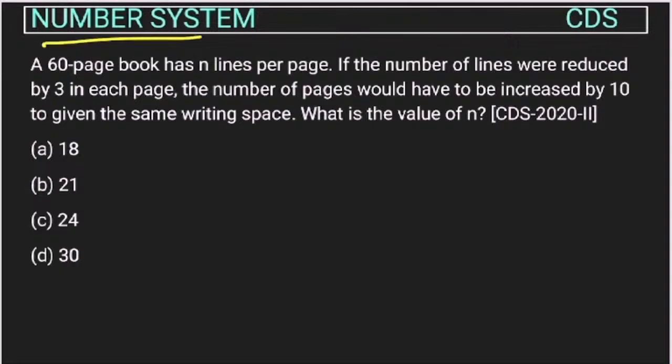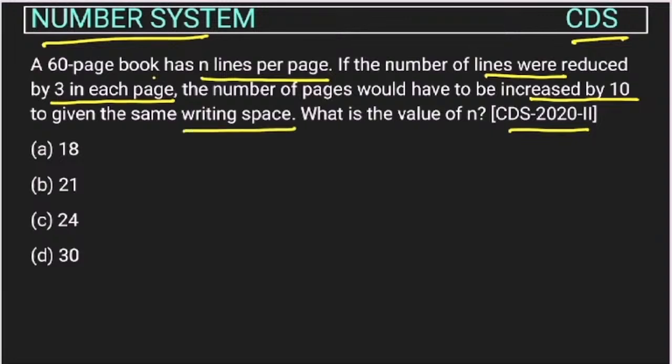Now this is the question from number system chapter asked in CDS exam of 2020. A 60-page book has n lines per page. If the number of lines were reduced by 3 in each page, the number of pages would have to be increased by 10 to give the same writing space. So what is the value of n, right? So there is a 60-page book, right? And each page has how many lines?